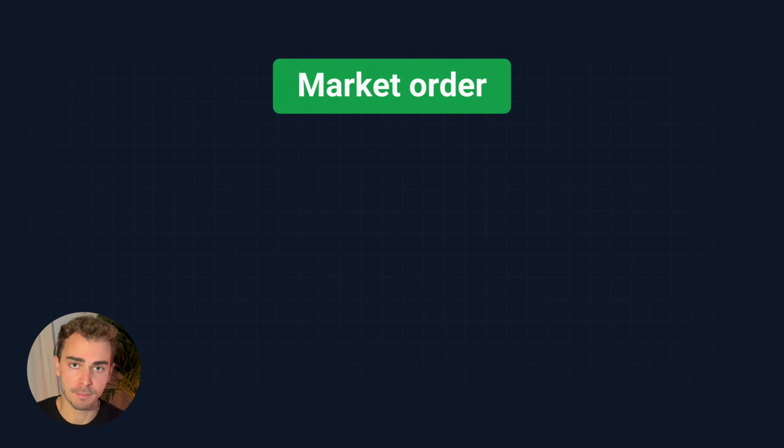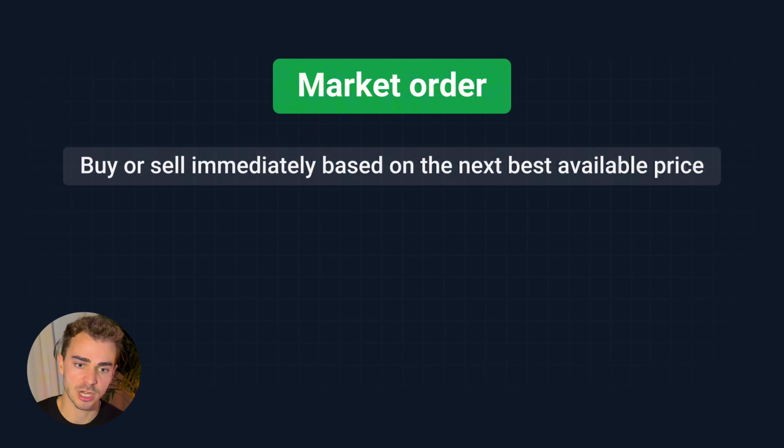So the first order type I want to have a look at is a market order. A market order allows for immediate execution at the current price. The definition of a market order is that it is an instruction to buy or sell immediately at the best available current price.